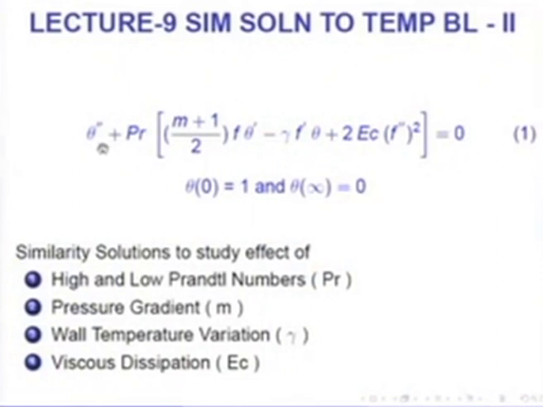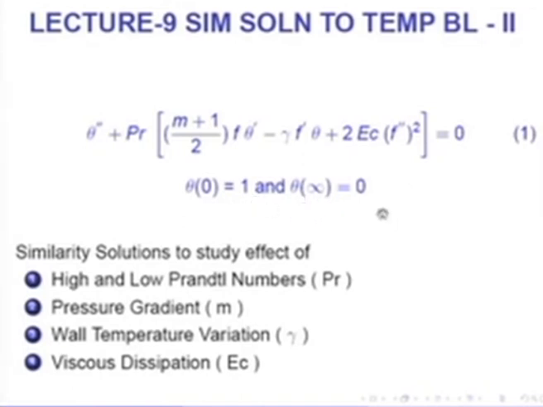We will now look at solutions to the similarity temperature boundary layer equation. By way of reminder, the equation is theta double prime equal to Prandtl number into (m plus 1) by 2 f theta dash minus gamma f dash theta plus 2 Ec f double prime 0 square equal to 0, with the boundary conditions that at the wall theta 0 will be 1 and at infinity theta infinity will be 0.